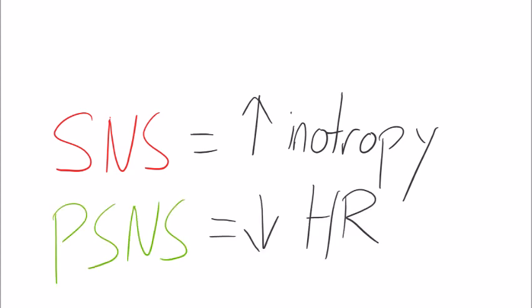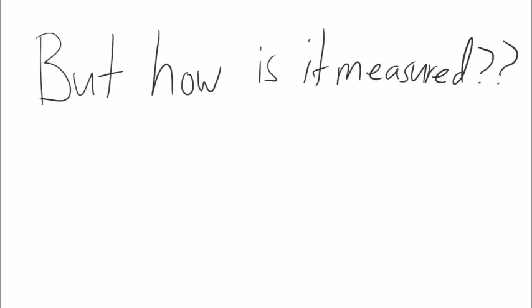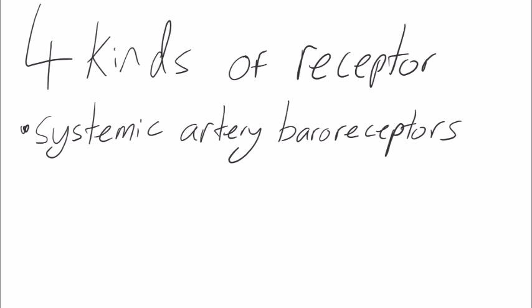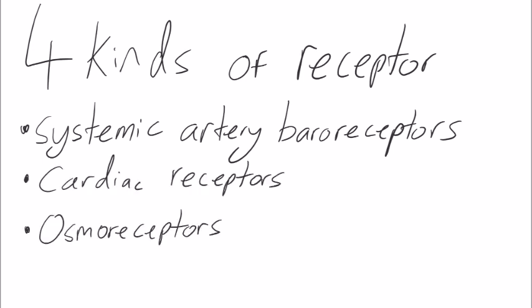So, we know the autonomic nervous system has some sway over how the heart works, but how does it know when to act? Surely it needs some way to measure what's going on to allow it to respond accordingly. Turns out, it does, and has 4 types of receptor in the body used to provide feedback about cardiovascular function to the autonomic nervous system. These are the systemic artery baroreceptors, the cardiac receptors, the osmoreceptors, and the chemoreceptors. Let's take a look at them in a little bit more detail.